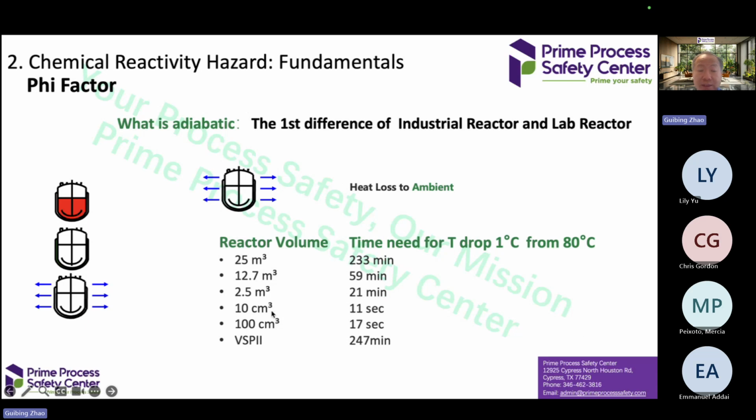If it goes to 10 cc reactor volume, the temperature will drop 1 degree C in 11 seconds. For 100 cc, 17 seconds. As you can see, as reactor scale increases, heat release to the environment actually decreases. This tells us that in an industrial reactor, even if you do not add any insulation, it is probably like an adiabatic reactor because the heat release to the environment is so slow.